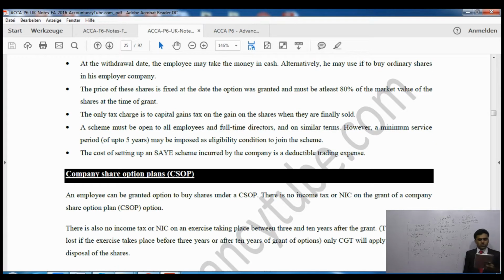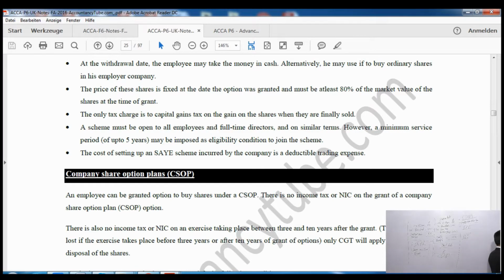Then it says at the withdrawal date, the employee may take the money, alternatively may use it to buy the ordinary shares in his employer company. The price of these shares is fixed at the date the option was granted, obviously. Now there is a condition that when the options are granted, we will set the price on that date, but the price which you are giving to the employee must be 80% of the market value. So for example, if the market value at the option grant date was £1, the minimum you can issue is at the rate of 0.80.